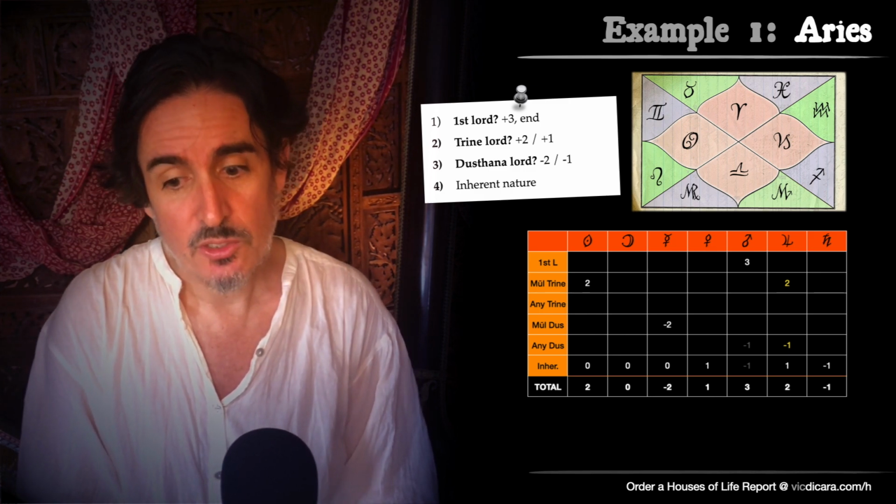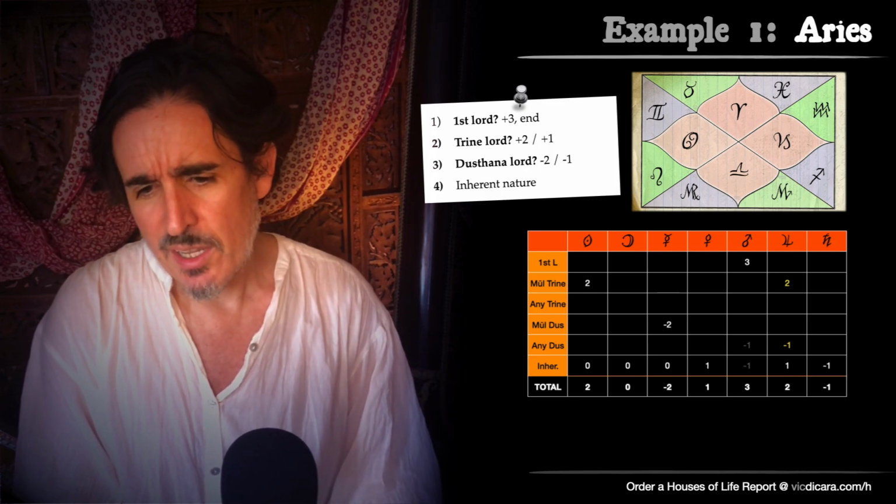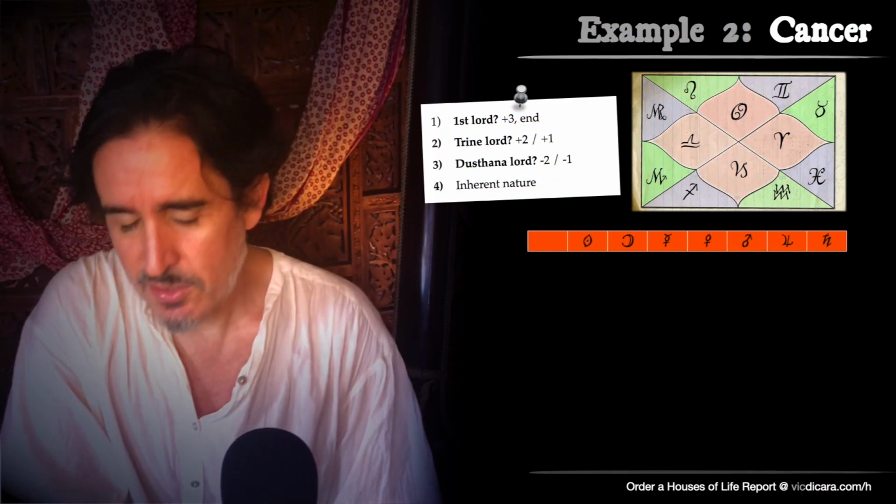Makes sense? So Mars is very, very beneficial for the Aries chart, whereas Mercury is the most troublesome. All right, here's the next example, Cancer ascendant.